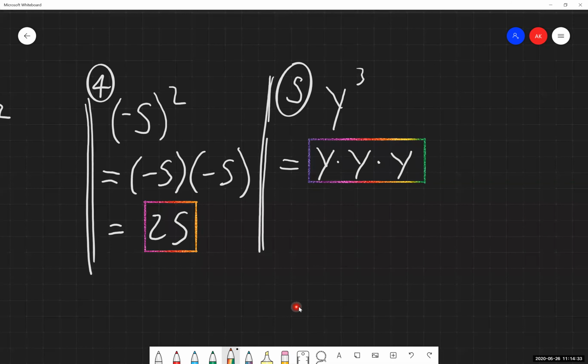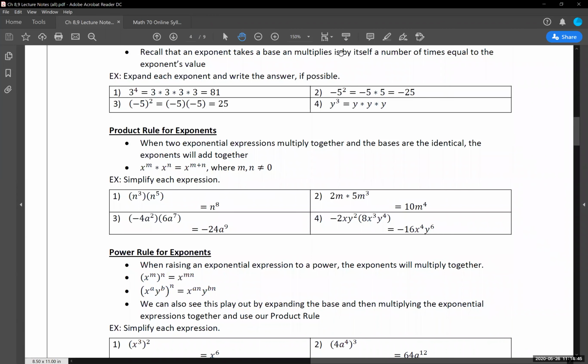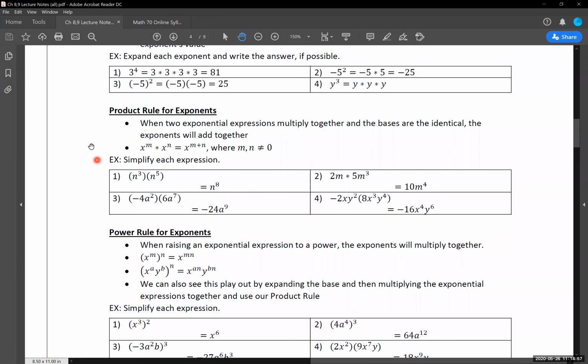Okay. I'm going to jump us back over to our notes, and we'll get going on the actual rules that we have for working with exponents. So our first rule that we have, I'm going to go through each of these two rules, and then we'll go through the examples, because I think it's nice seeing all of these at once instead of having to flip back and forth. So our first one that we have is the product rule for exponents.